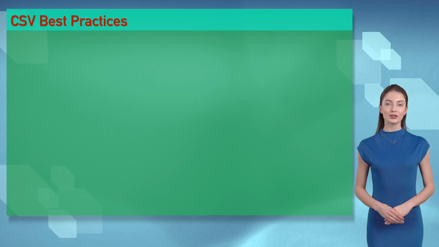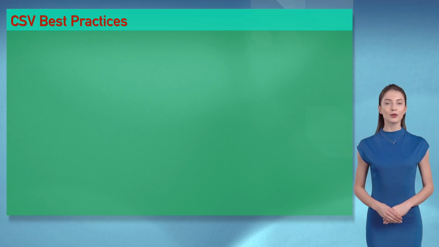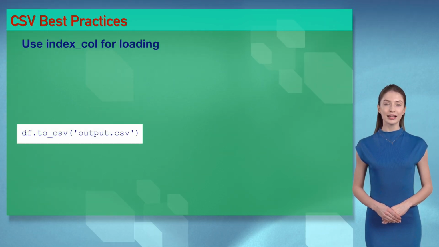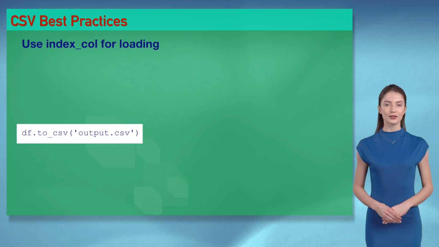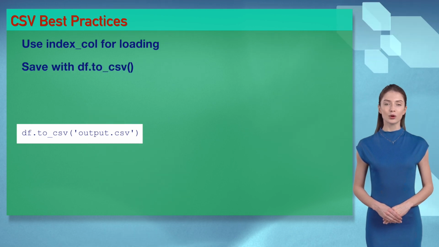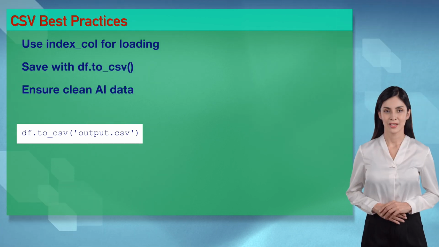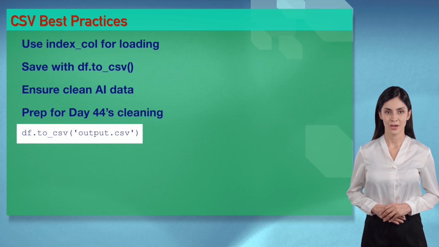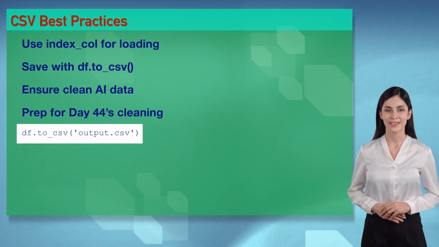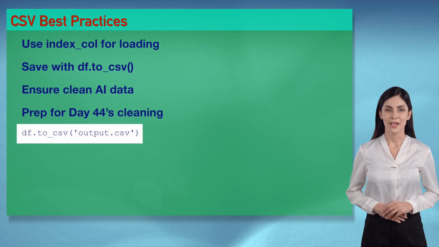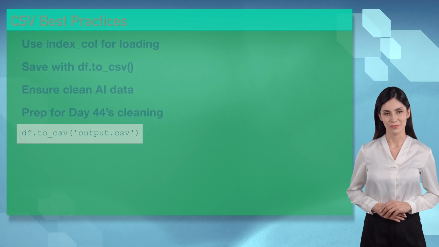Wizards, clean CSV code is readable and efficient. Use index_col for loading and df.to_csv for saving. This makes your AI code shine. Clean code so sexy, Isabella. Optimized CSV makes AI data irresistible. Practice for day 44's data cleaning, Wizards.